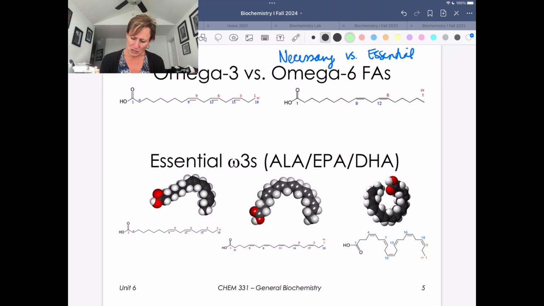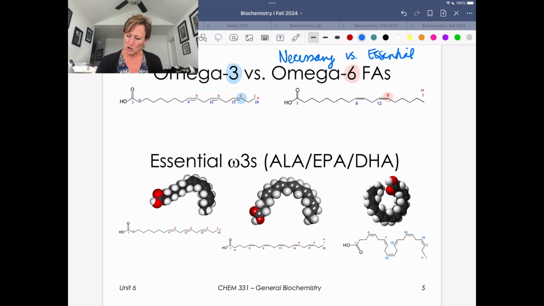Okay, so let's take a deeper dive into omega-3 versus omega-6 fatty acids. Some of this content we've probably already talked about, but omega-3 fatty acids refer to the position of the double bond as we come in from the back end of our fatty acid. Coming in from this terminal methyl group here, 3 carbons in, we're going to have our first double bond. Omega-6 fatty acids have that first double bond 6 carbons in from the end. So that's where those names come from.